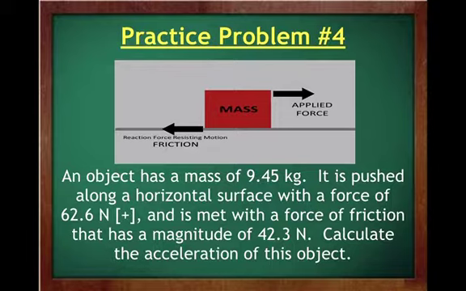So here's number 4. An object has a mass of 9.45 kilograms. It is pushed along a horizontal surface with a force of 62.6 newtons in the positive direction and is met with a force of friction that has a magnitude of 42.3 newtons. Okay, so your force of friction is resisting motion, right? So it would be acting opposite to your applied force. Calculate the acceleration of this object.